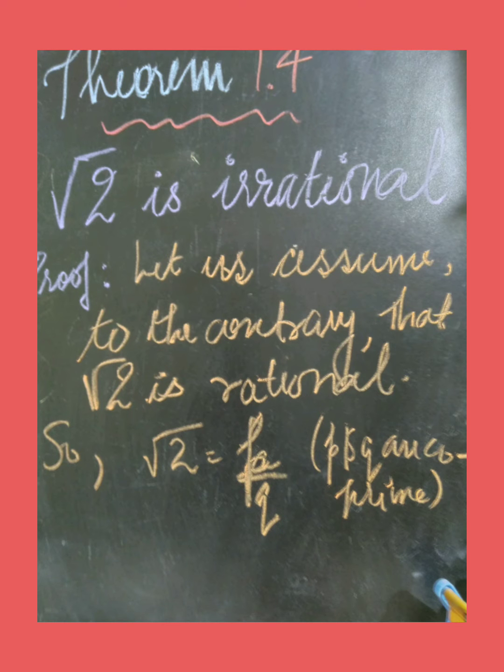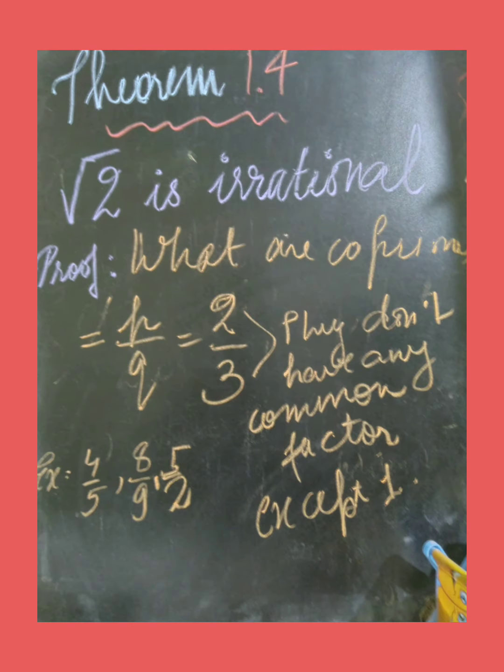So root 2 can be written in P by Q form because every rational number can be written in P by Q form where Q is not equal to 0. And in brackets you have to write that P and Q are co-prime. Now, what are co-prime? We have understood this in the previous classes, but still for revision I am telling you. Co-prime are two numbers that don't have any common factor except 1.